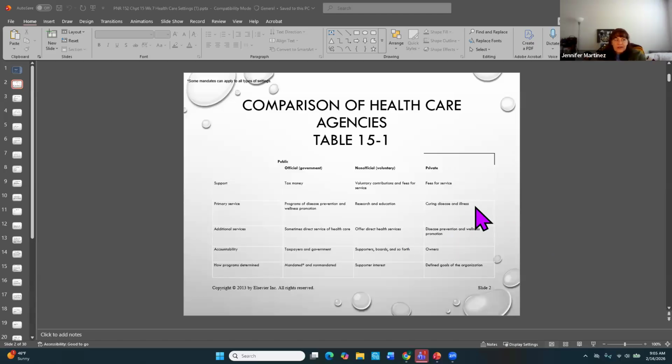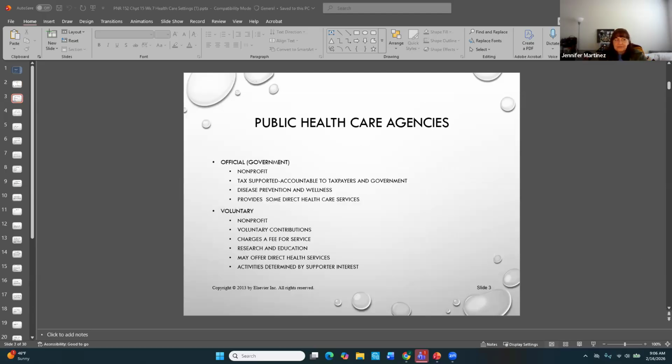And then your private organizations have fees for service. If you go to use their services, there's obviously going to be a fee. Their primary focus is disease and illness. They also will provide some disease prevention as well as wellness promotion. Their accountability is to the owners, especially with those private organizations. And their programs are determined by the goals of the organization.